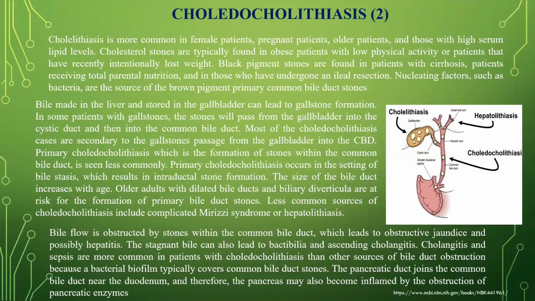Bile flow is obstructed by stones within the common bile duct, which leads to obstructive jaundice or possibly hepatitis. Stagnant bile can also lead to bacteria and ascending cholangitis. Cholangitis and sepsis are more common in patients with choledocholithiasis than other sources of bile duct obstruction, because bacterial biofilm typically covers common bile duct stones. The pancreatic duct joins the common bile duct near the duodenum, and therefore the pancreas may also become inflamed by the obstruction of pancreatic enzymes.